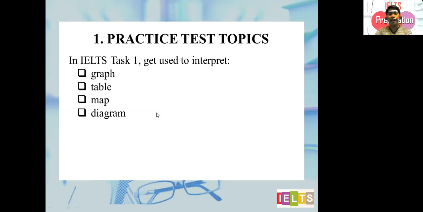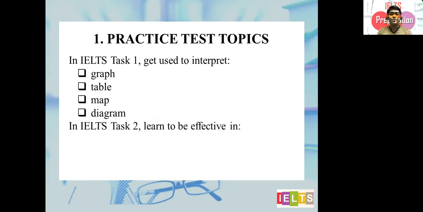that show numbers, lines, and I will make a video about this to guide you how to write or describe or interpret the graph, table, map, diagram. It's like how to put them into words and into paragraphs. So watch out for my next video.